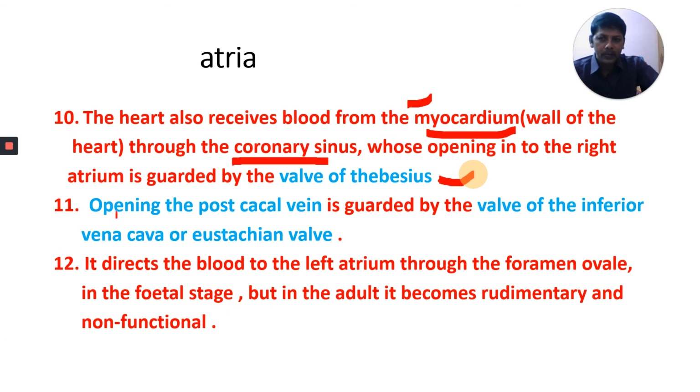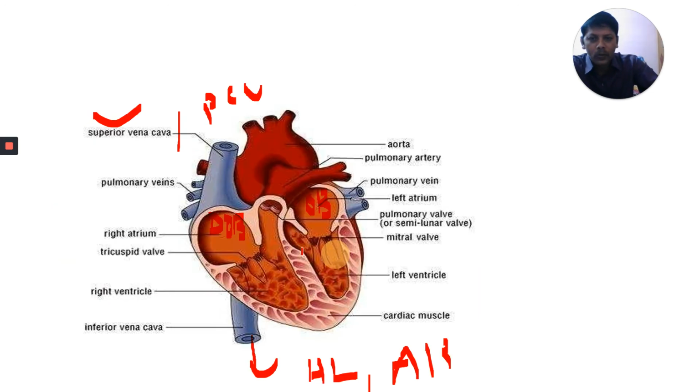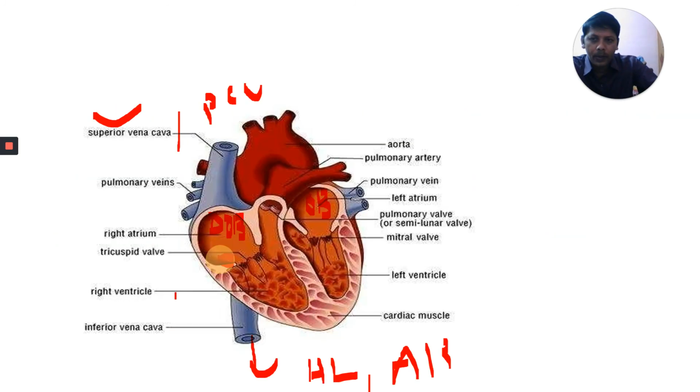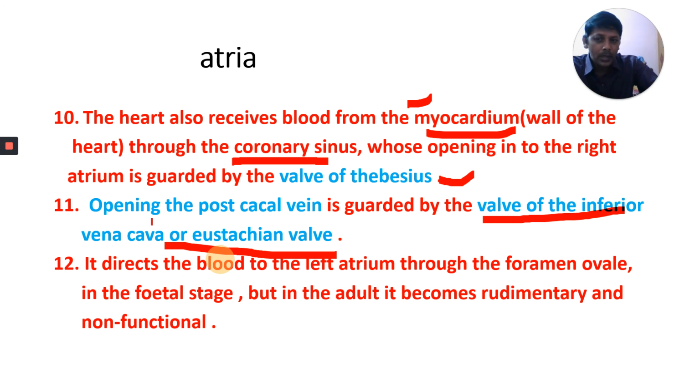Valve of Thebesius. The opening of the postcaval vein is guarded by the valve of the inferior vena cava, or Eustachian valve. The inferior vena cava opens here, and at this opening also there are valves. The precaval vein, the superior vena cava, collects blood from the upper body. The opening of the postcaval vein is guarded by the valve of the inferior vena cava or Eustachian valve.